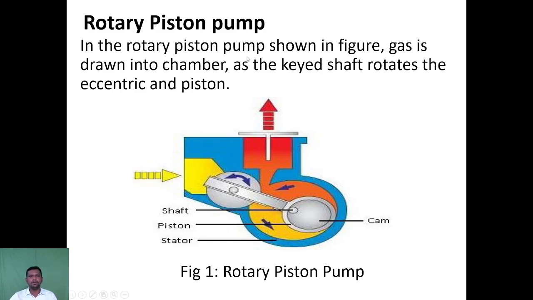In the rotary piston pump, as shown in the figure, the gas is drawn into the chamber. When the gas is drawn into the chamber, the keyed shaft, this is nothing but the shaft, rotates the eccentric and the piston. So when the gases enter into the chamber, the shaft gets rotated and the gases move into the chamber.